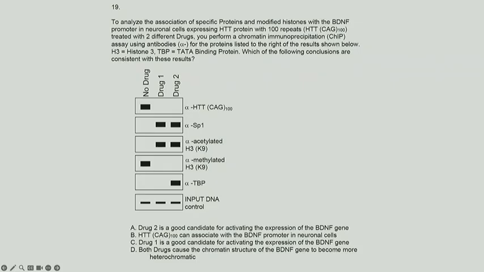Yeah, so B is the drug, or is the Huntington's protein associating with the promoter, right? We take our antibody, we pull down on the Huntington protein, the CAG 100 repeats, right? And then we take that DNA and we use primers that amplify the promoter, and we get signal in the no drug condition. So that indicates that that protein is associated with that DNA.